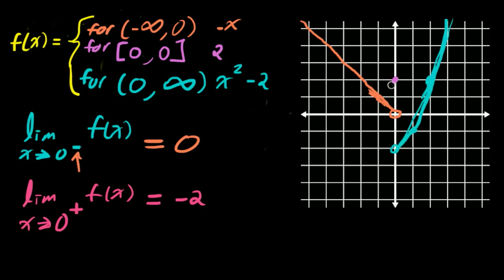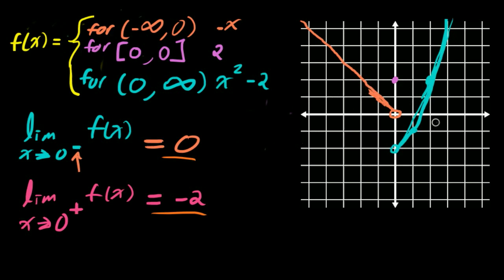And still hopefully you can see that neither of these values is equal to the value of the function at 0. We've taken a limit from the negative side that has been equal to 0. We've taken a limit from the positive side that's been equal to -2. And neither of those values is even equal to what the value of the function is actually defined at, 2. Anyway, it's all just stuff to notice, and it's all stuff that's kind of interesting.